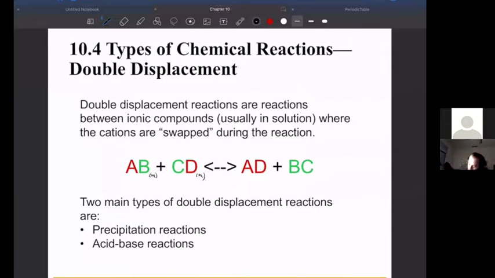think about it. But my cation over on this compound is going to combine with my anion on this compound to make my new compound over here. And similarly over here, this cation is swapping with this anion to make my new ionic compound over here. Right? So these are called double displacement reactions. There's two subcategories of these that we're going to talk about: precipitation reactions as well as acid-base reactions.